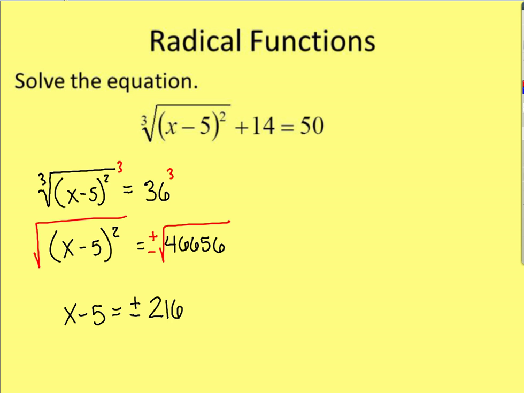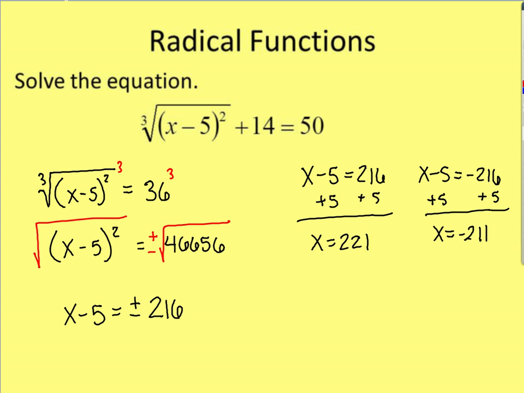Now we're going to set both of those equal. So we're going to say x minus 5 is equal to a positive 216, and x minus 5 is equal to a negative 216. We are going to add 5 to both sides. And we're going to get x is equal to 221, or x is equal to negative 211. Make sure you remember to plug both of those back in to check for any extraneous solutions. Both of these actually do work, so we do have 2 answers for this problem.